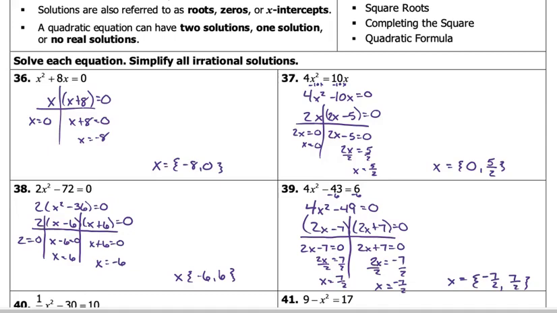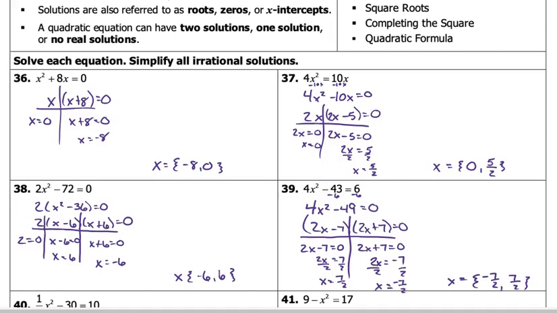Now 37, the first thing you had to do was make sure you got it equal to 0. So the negative, or the 10x had to become negative and switch over to the other side. We're going to subtract it from both sides. You're going to take out your GCF, and then you can set it equal to 0 and tee up both sides.